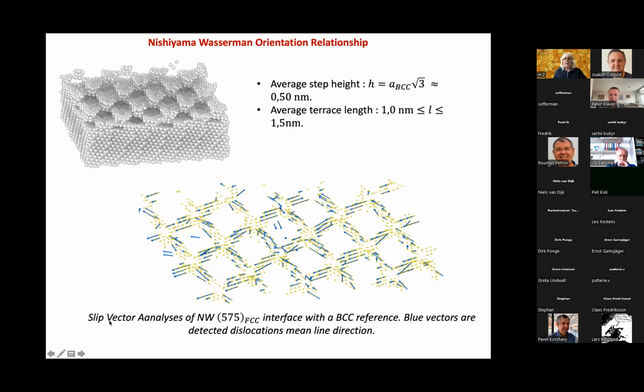And if we do the slip vector analysis, in this case for a 575 FCC interface, we can obtain that what you see in blue and yellow, the blue vector, is a detection of the dislocation field. In fact, there is a dislocation line which is concentrated at the edge of the terrace. So everything happens at this edge of the terrace. It means that we have some shear and also some contribution governed by the screw dislocation.